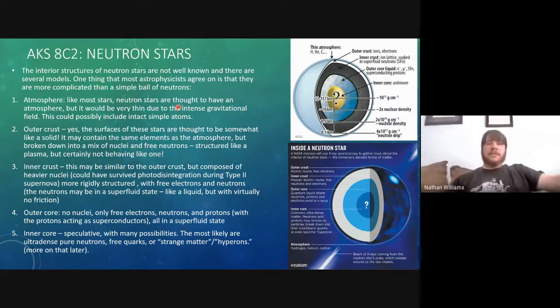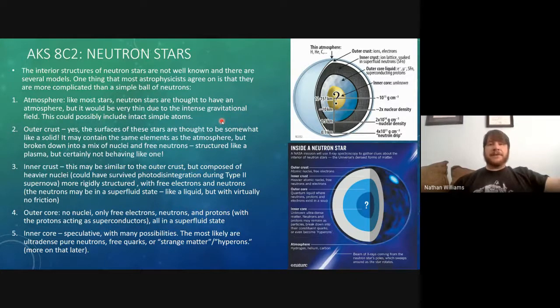So first of all, like most stars, including normal stars like the sun, neutron stars are thought to have an atmosphere. However, this atmosphere would be pretty thin. They don't even describe the radius of the atmosphere on this diagram. That first radius down here is for the inner crust. The atmosphere is very, very thin just because the gravitational pull of this star is tremendous, so any gaseous atmosphere is not going to take up a whole lot of vertical space going off of the surface of the star.